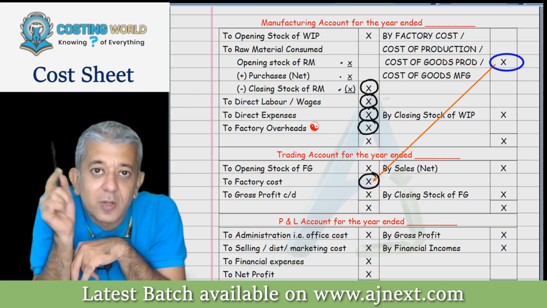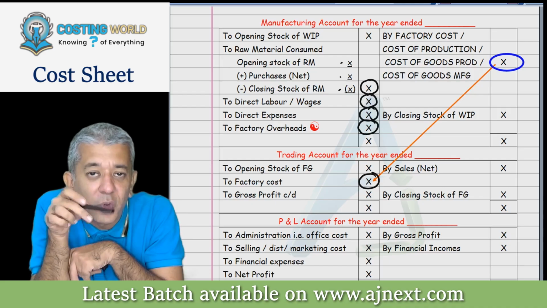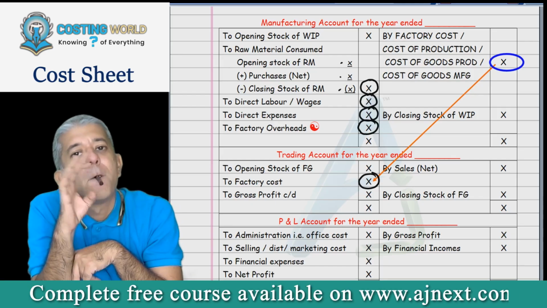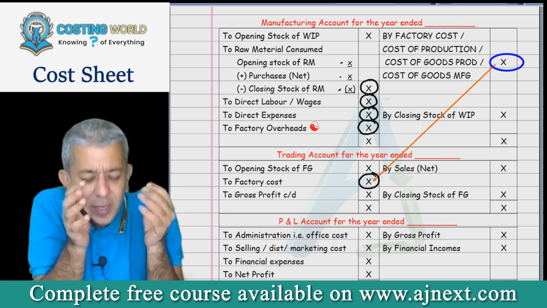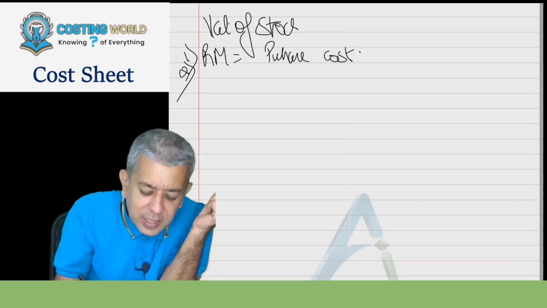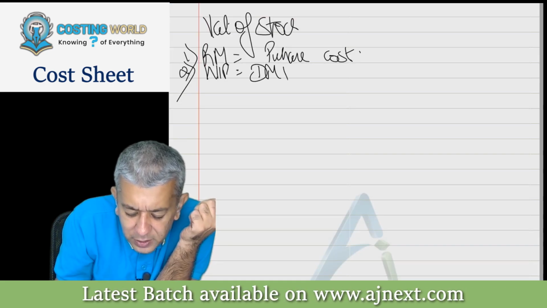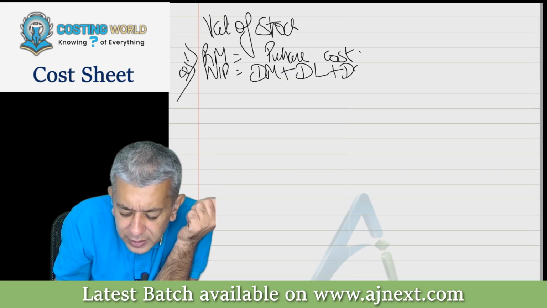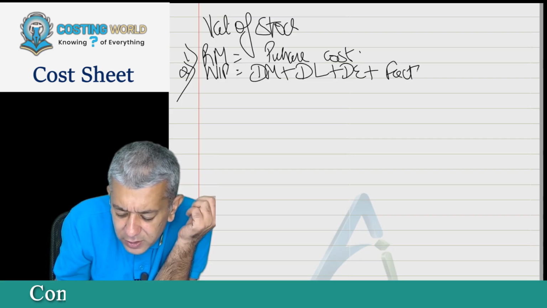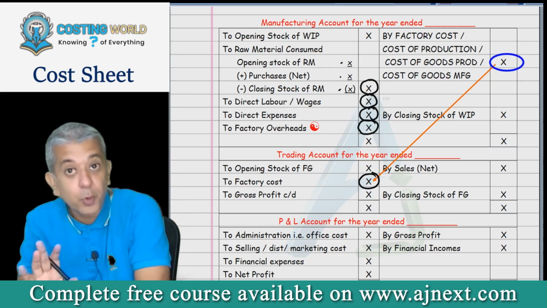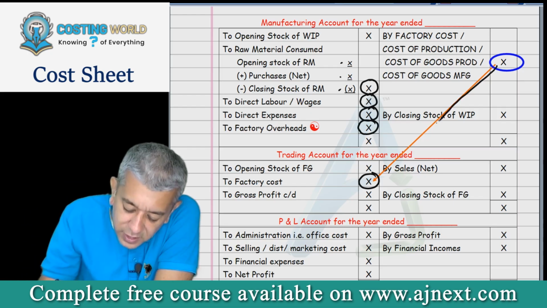In financial accounts, even the administration related to production gets included over here. So that is one kind of difference. But in any case, WIP stock is valued at cost. Cost includes direct material, direct labor, direct expenses and factory overheads. Now see, interpret this in a proper way.